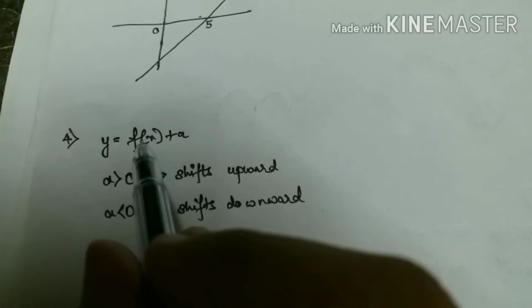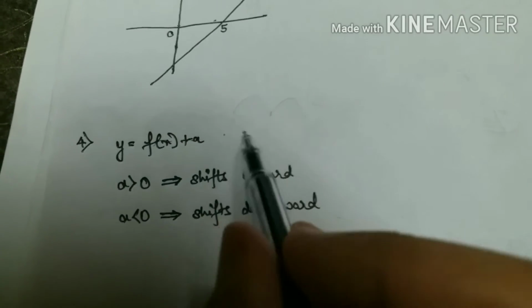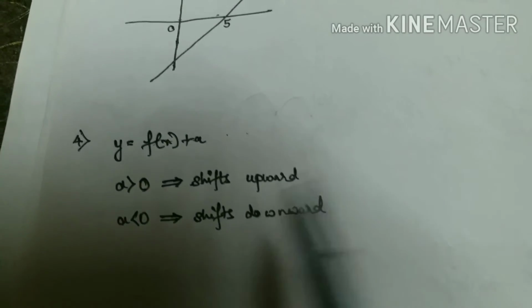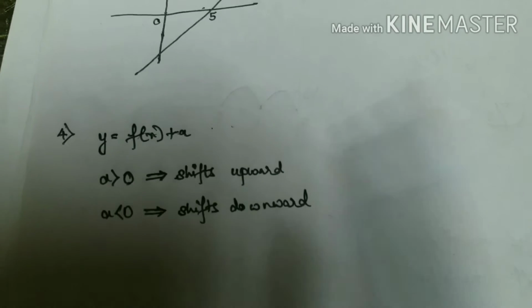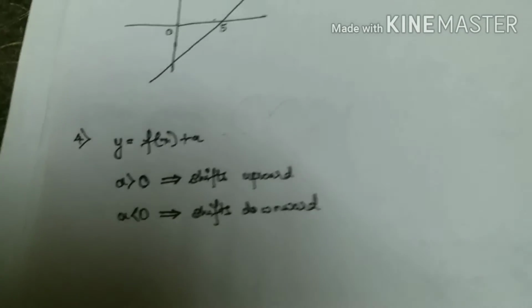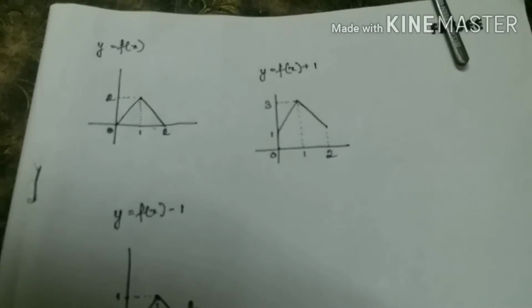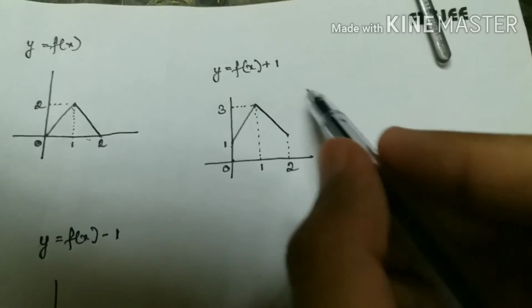So now the fourth case, y is equal to f of x plus a. Remember here, a greater than 0 means the graph will shift upward, a lesser than 0 means the graph will shift downwards. It will become more clear with the following examples. So now you are given y is equal to fx, this graph, and you are being asked to draw the graph of y is equal to f of x plus 1.